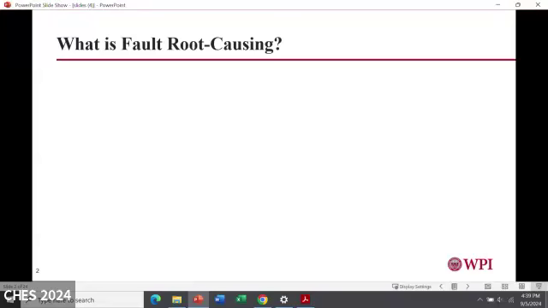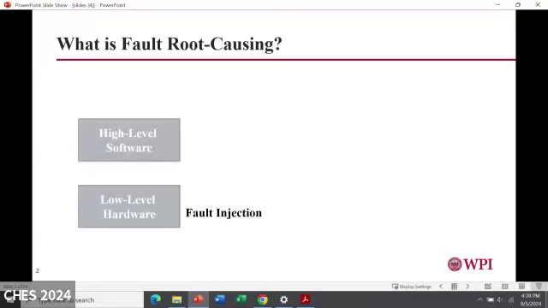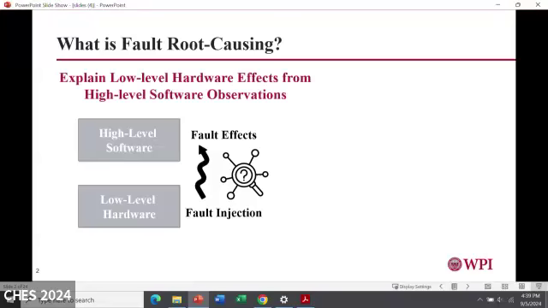So what is fault root causing? We have a fault being injected in the hardware, and the fault continues to propagate until we see fault effects in the software. Explaining the low-level hardware effects from high-level software observations is fault root causing.